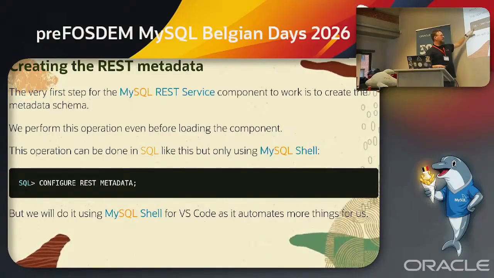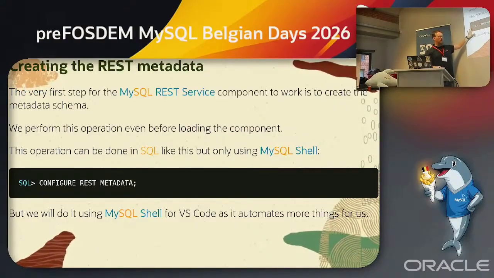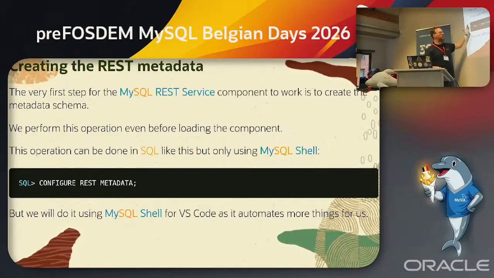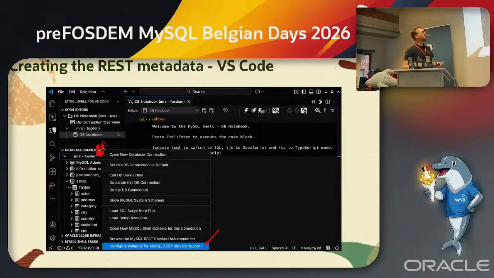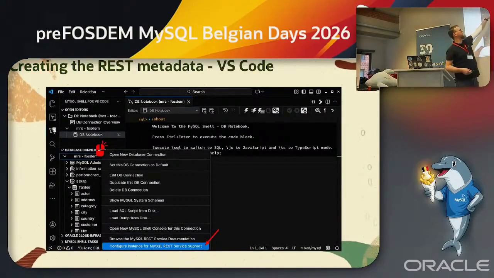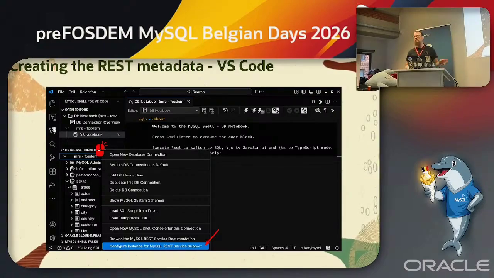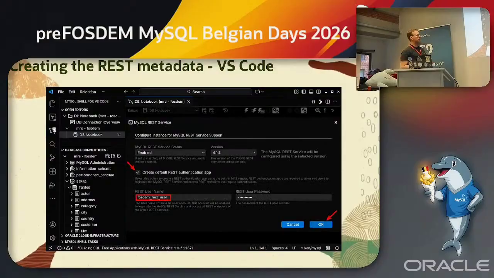To create the metadata, you cannot do it with the old MySQL client. You need to use MySQL Shell. And to be honest, you can create it like this in the MySQL Shell command line, but with VS Code it's even better. With VS Code, when you see this, it means right-click. So you right-click, configure instance for MySQL REST Service support, and that's it. You do that, and it will create all the metadata for you, even if the component is not yet loaded, right?